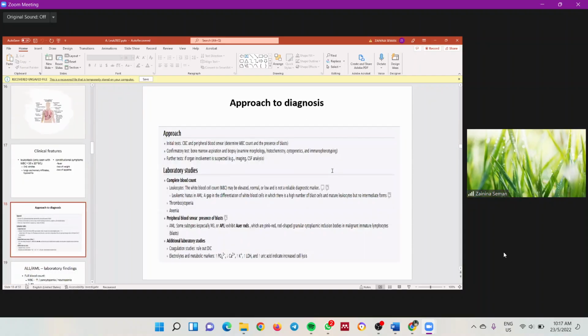So from the clinical features, you suspect the patient is already having acute leukemia. So how are you going to approach? How are you going to confirm? How are you going to diagnose that a patient has acute leukemia? You need to do lab studies to confirm.